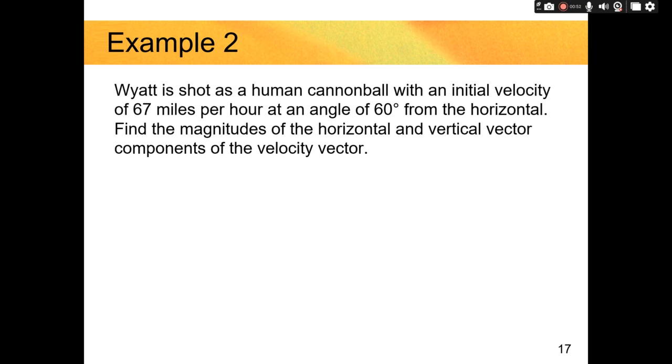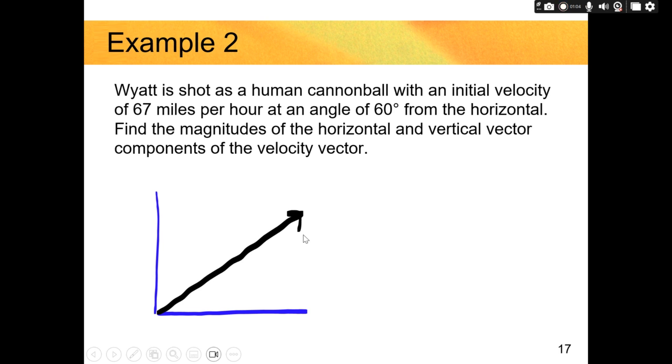Okay, so let's draw it out. I want to know how fast he is going sideways and how fast he is moving up. That's what I want to know. So I know the hypotenuse. I know the magnitude of the hypotenuse now. And it says 60-degree angle from the horizontal. So everybody okay? From the horizontal means this one right here, whichever direction it is going, left or right. Should always be over there.